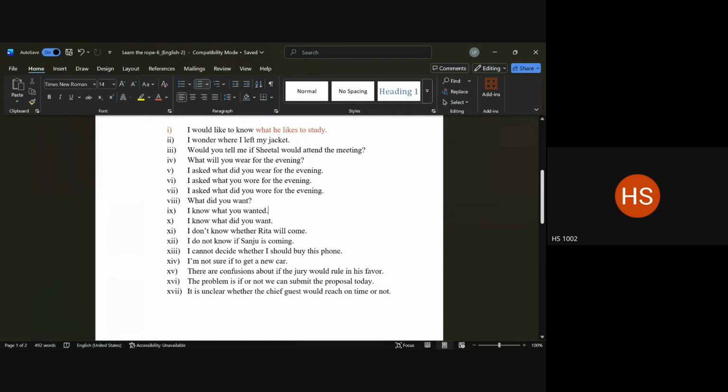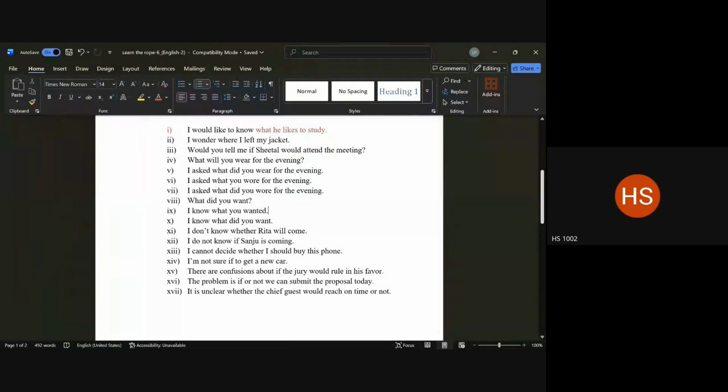Okay, now the next one is, would you tell me if Sheetal would attend the meeting? Is it grammatical? Yes, this is also grammatical. Absolutely fine. Now, what does it have? Does it have an if or whether clause, or does it have a question clause anywhere in the sentence? Would you tell me if Sheetal would attend the meeting? What is the subordinate clause in the sentence? Let us begin from there.